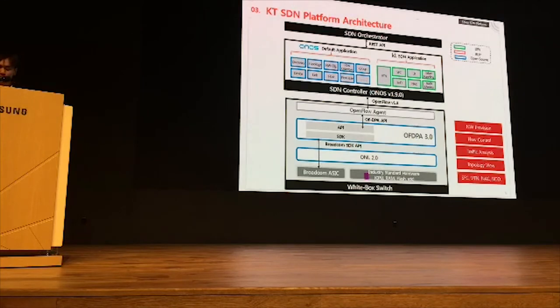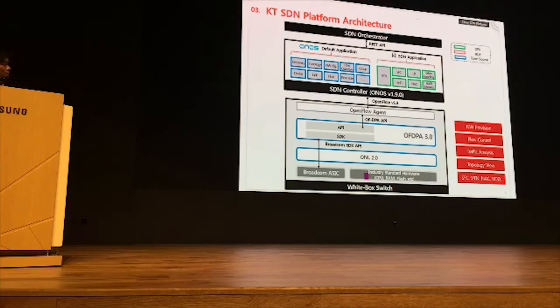This is our very basic architecture of the ONOS SDN platform. There are an SDN orchestrator, SDN applications, a controller, and white boxes. The SDN orchestrator manages many different SDN controllers to guarantee end-to-end connectivity. For the SDN application and controller, we are trying to keep the concept of openness. We use Junco ONOS 1.9 for ONOS, and we use OpenFlow.